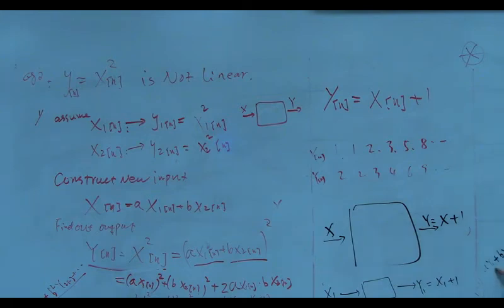Now here, we work directly on the output, not the input anymore. Here, you directly work on the input. Then this new input is applied to the system, and you get a new output. You compare this new output with this one, called the linear combination of the two outputs. Compare these two. If they are equal, it's linear. If not, no.